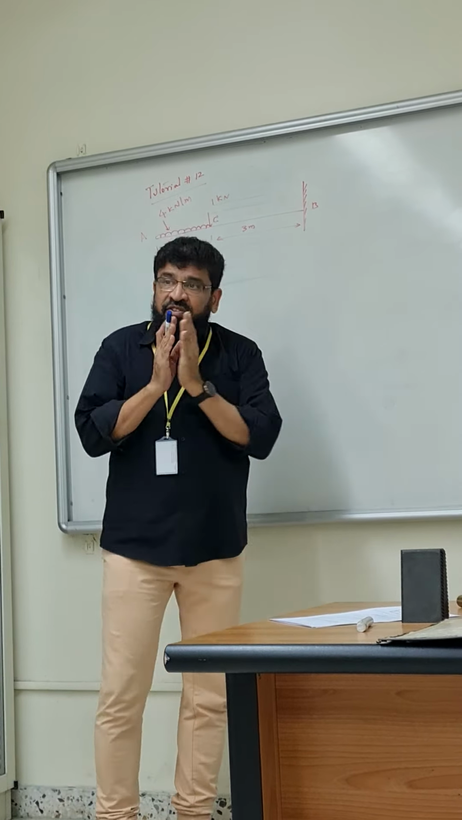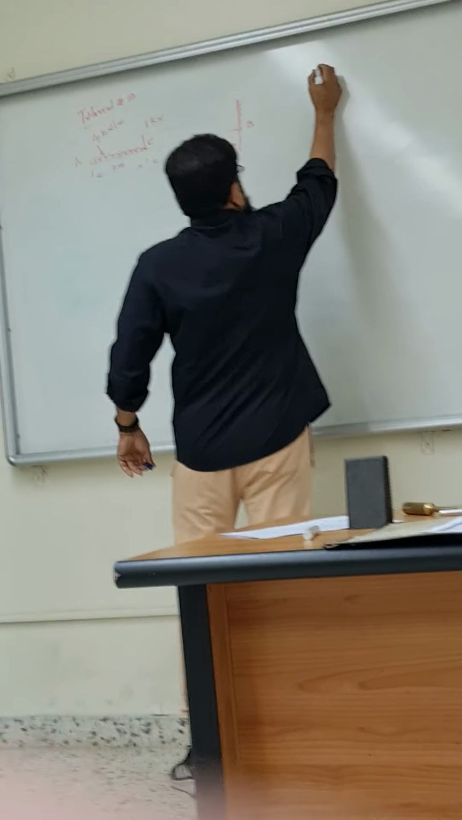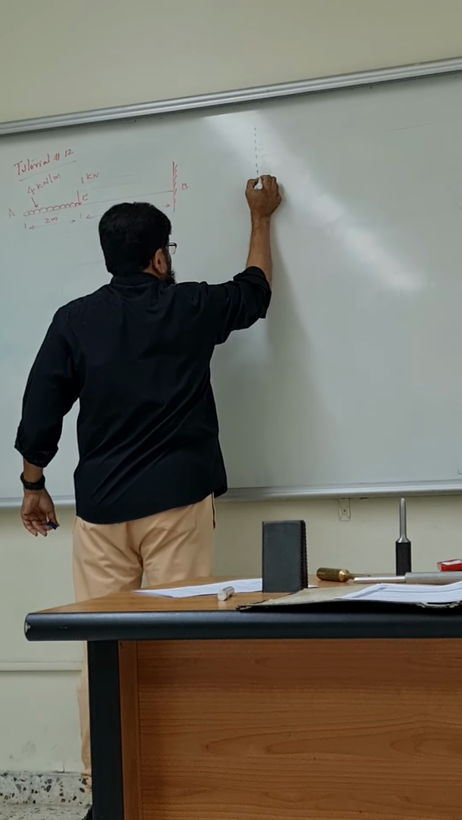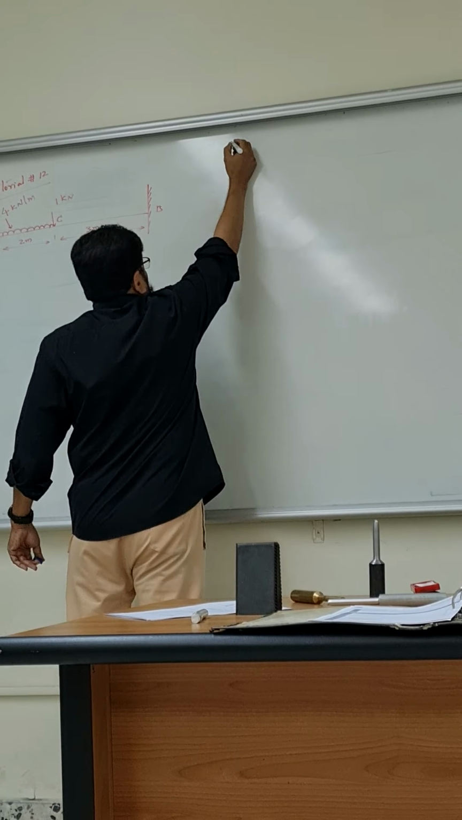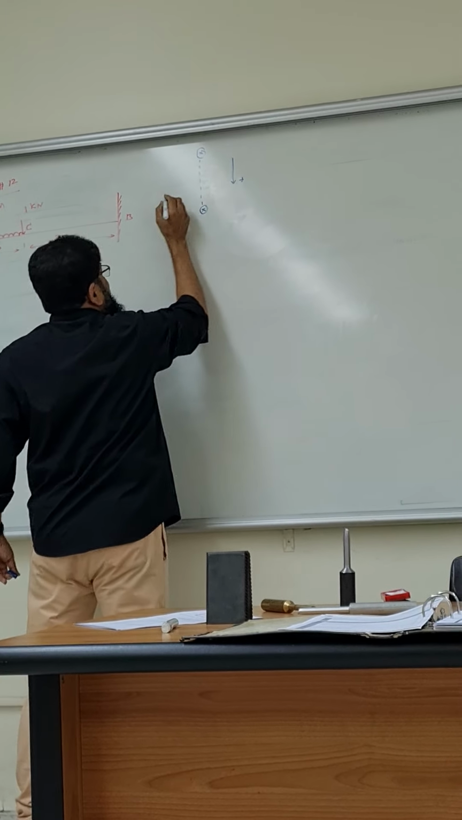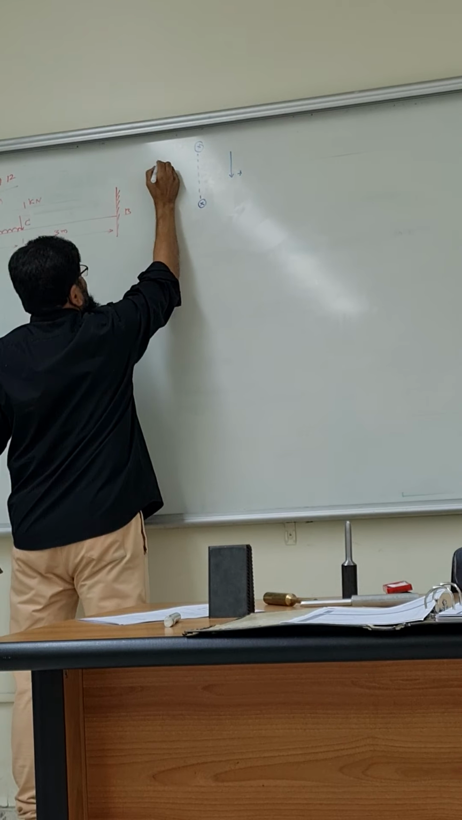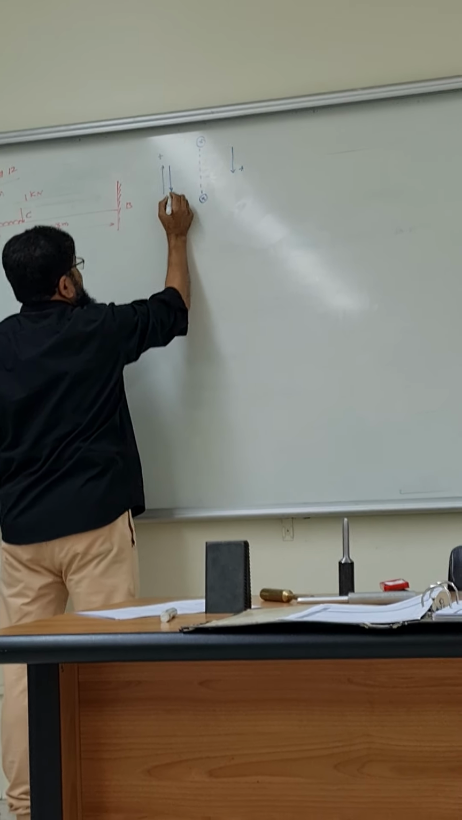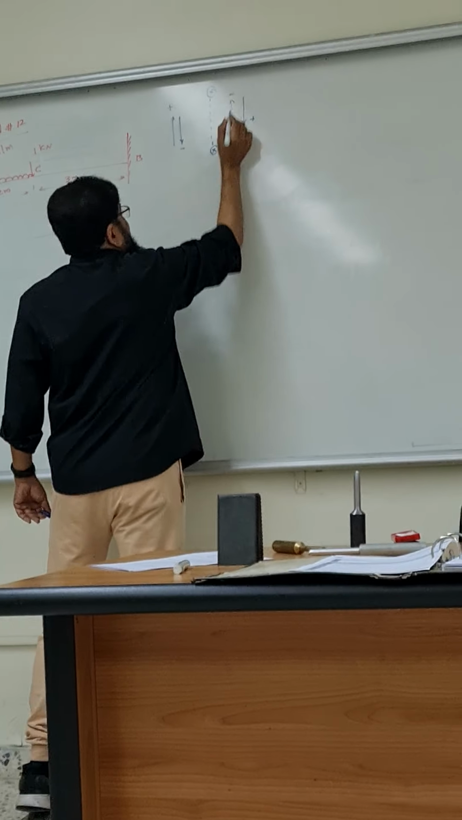So what is the first job for the solution? You have to write the sign convention. Don't forget to write the sign convention. This is the first thing before you solve the problem. Right side downward is positive, left side upward is positive. Then the opposite of it is negative.